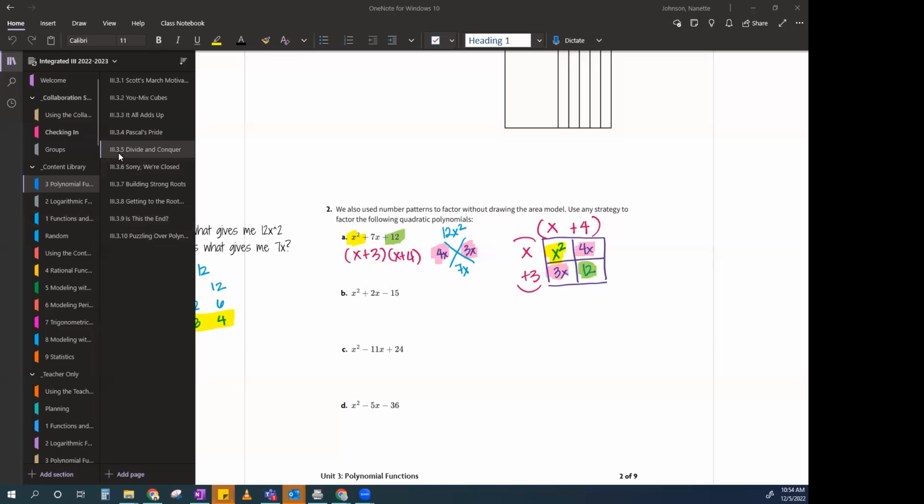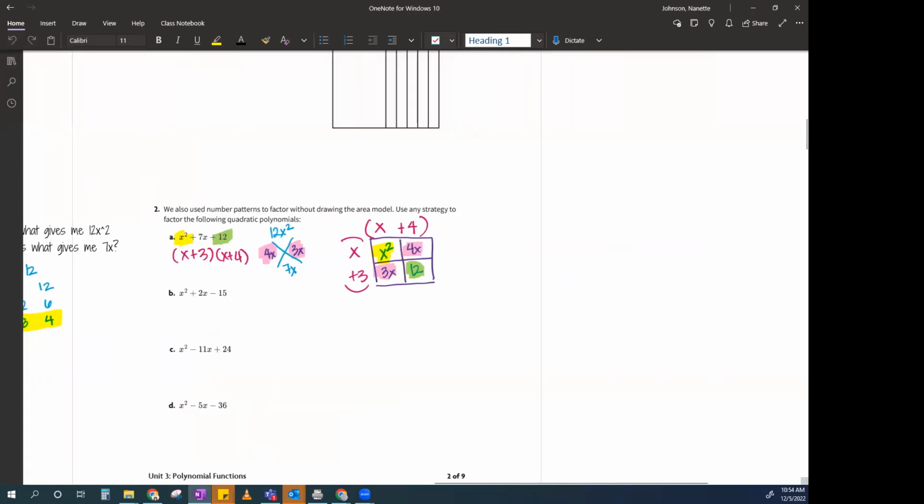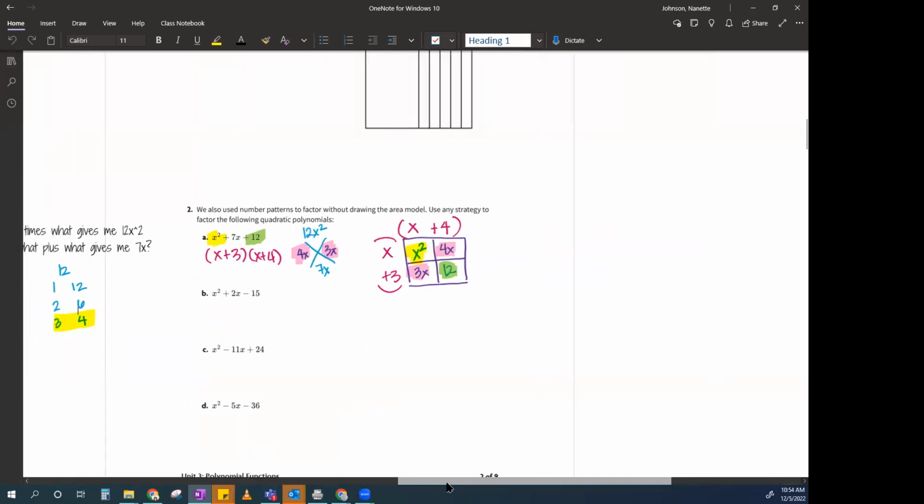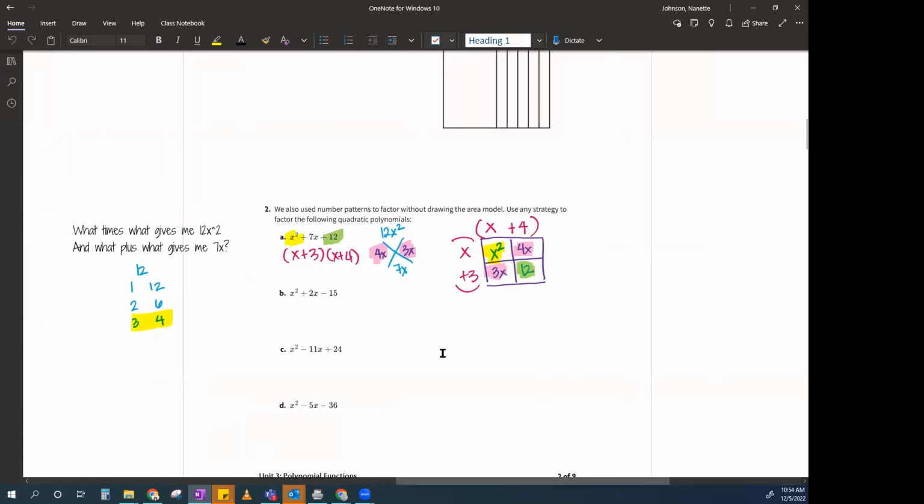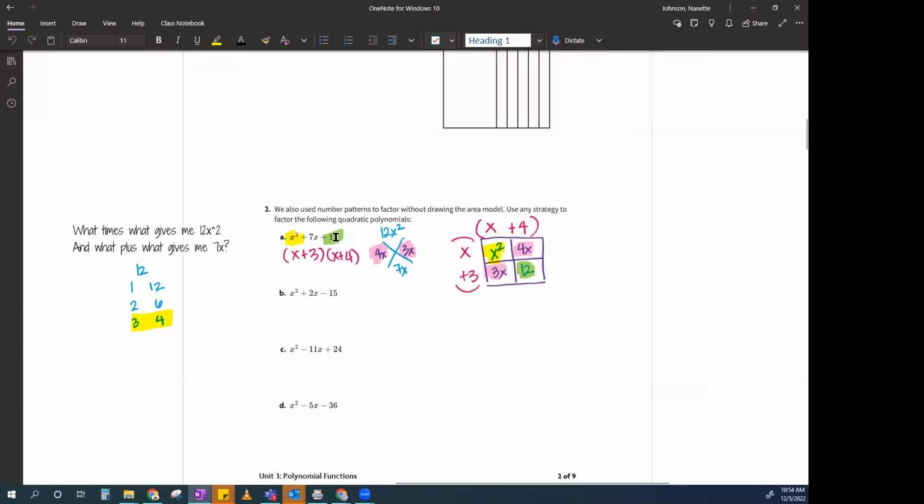Okay, so we're in 3.5 and we're going to be dividing polynomials today. They start us off with factoring because factoring is kind of like dividing, if you think about it. If I take this expression here, x squared plus 7x plus 12, and I'm factoring it, I'm breaking it up into its multiplication parts, right? So you can see how factoring and division are similar, but they're not exactly the same, which is why we have two different words for them.